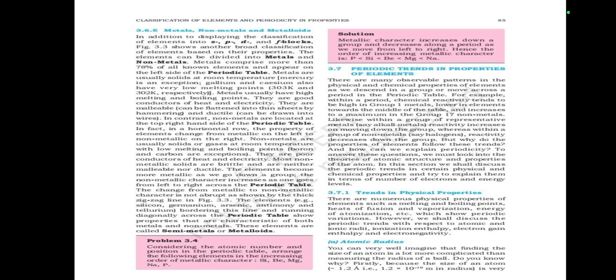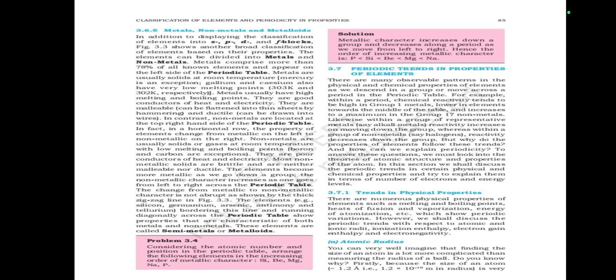The periodic trends in properties of elements. There are many observable patterns in the physical and chemical properties of elements as we descend in a group or move across a period in the periodic table. For example, within a period, chemical reactivity tends to be high in group 1 metals, lower in elements towards the middle of the table, and increases to a maximum in the group 17 non-metals. Likewise, within a group of representative metals, say alkali metals, reactivity increases on moving down the group, whereas within the group of non-metals, say halogens, reactivity decreases down the group.